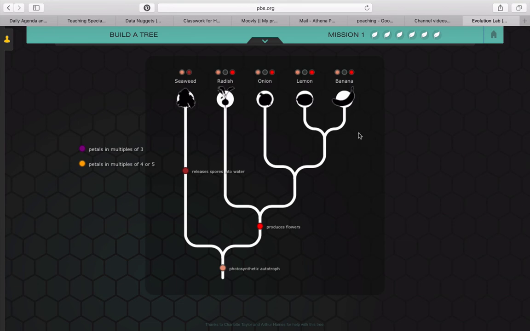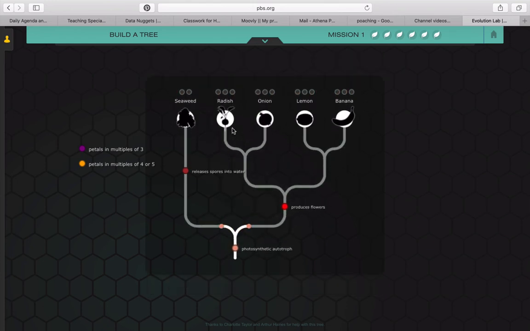So now as we start to take a look at this, we want to try to make this work. Let's say we're missing a trait here. So I'm going to say that a couple of these are probably related. So I'm going to move the onion and say he's more related here. And then I'm going to say these guys have petals of 3 and these guys have petals of 4 or 5 for their flowers.